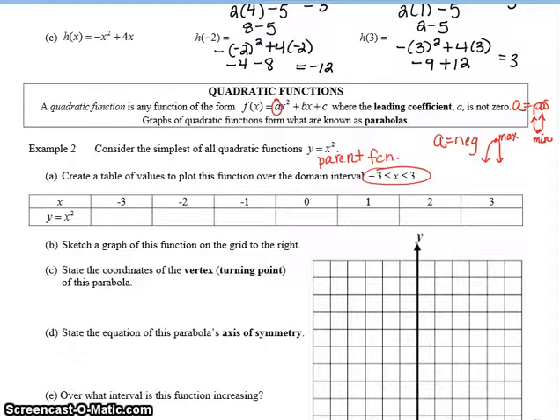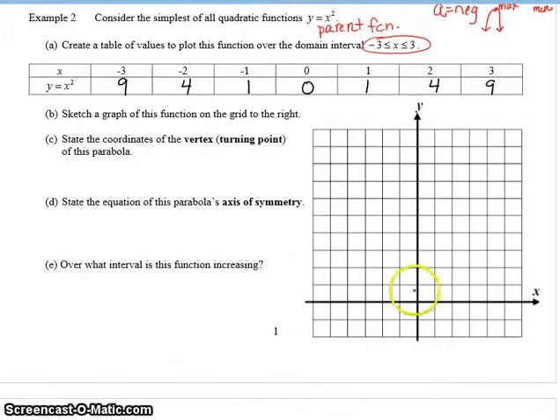Okay, so now all you're going to do is negative 3 squared is 9, negative 2 squared is 4, negative 1 squared is 1, 0 squared is 0, 1 squared is 1, 2 squared is 4, 3 squared is 9. Okay, sketch a graph of this function. Alright, so I'm just going to plot these really quick. And if you recognize that, you know that this is going to be symmetric.